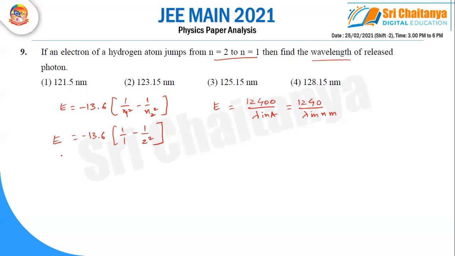Now I replace the energy: 1240 by lambda in nanometers is equal to, ignoring the minus, 13.6 times 1 minus 1 by 4, and we need to estimate the value. When you properly do this mathematics, you are going to get 121.5 nanometers, which is the first option. We'll move on to the next question.